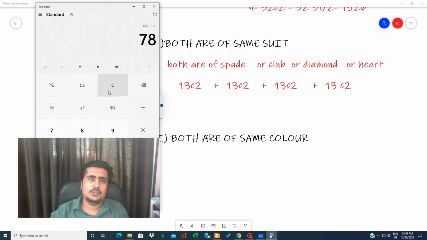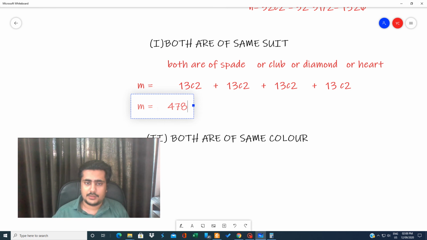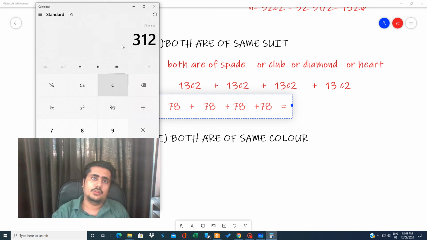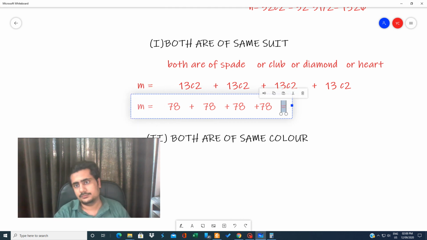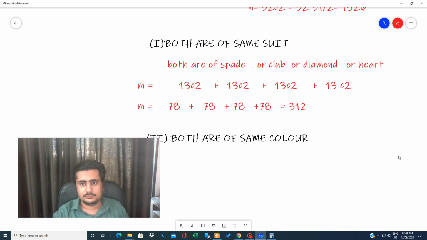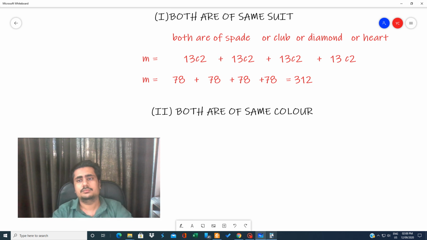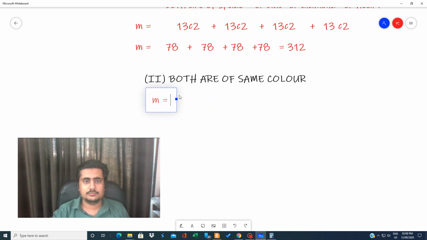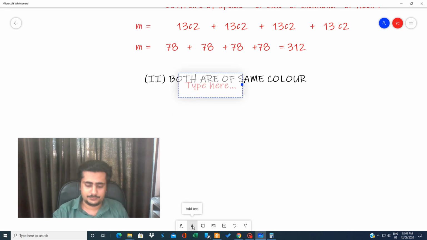So m is equal to, now this 13C2 means 13 into 12 upon 2, which is 78. So your answer is 78 plus 78 plus 78 plus 78. 78 into 4 is 312. So my probability is 312 upon 1326.